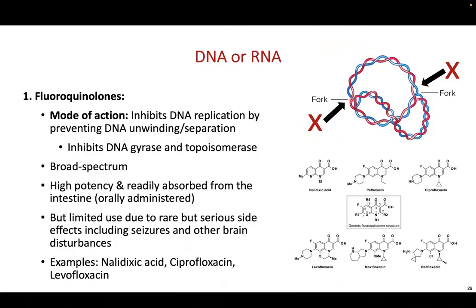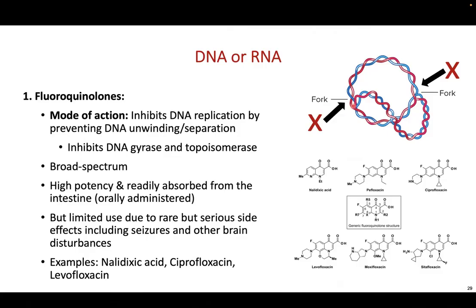So one of the classes we want to talk about now is the fluoroquinolones, and the mode of action is to inhibit DNA replication by preventing DNA unwinding. So from here, it is basically preventing the unwinding and so stopping the polymerase from starting the whole job. It inhibits DNA gyrase or topoisomerase, which is responsible for opening or unwinding this DNA for initiation to occur.